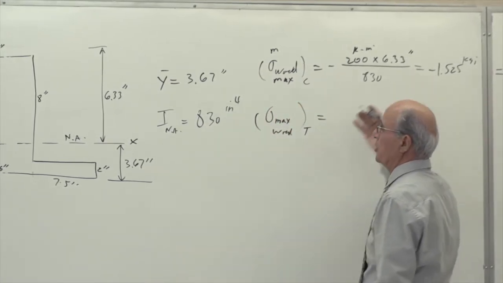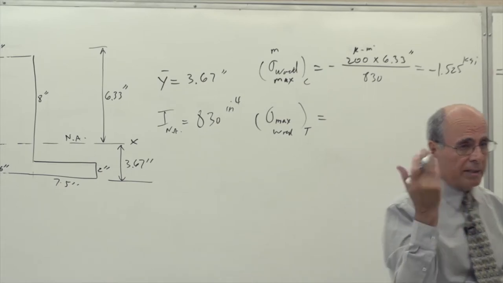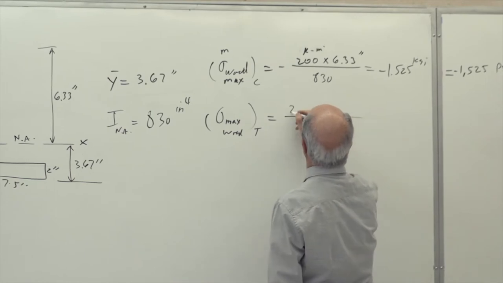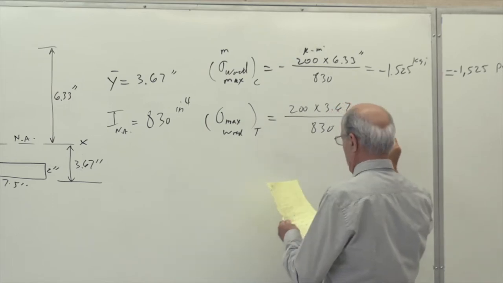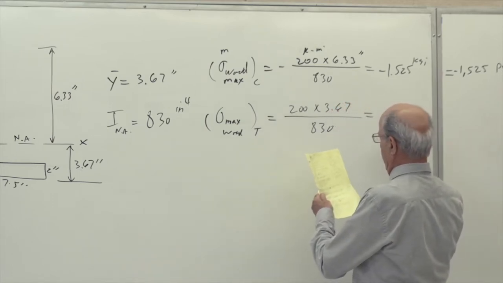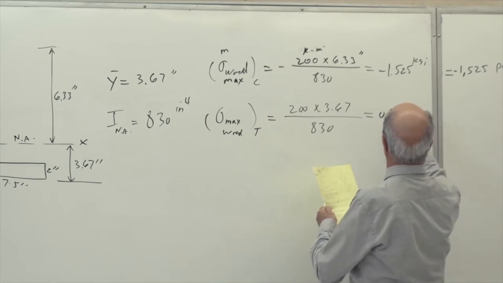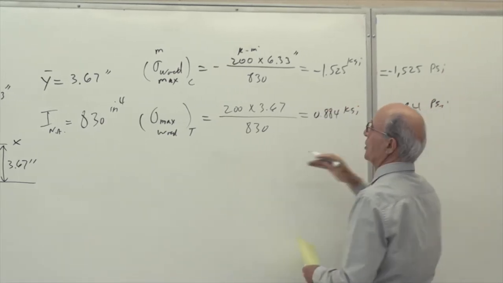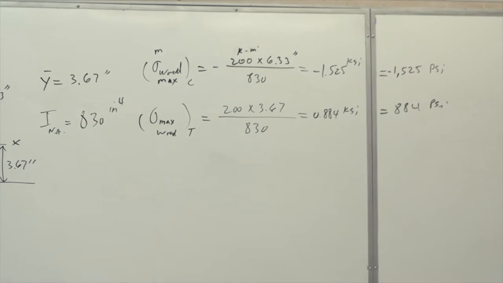You can use the ratio, remember, I can use the ratio of 3.67 over that one because it is linear. We talked about it because the stress is linear. I can do that, or I can recalculate that. That's the same thing. So 200 times 3.67 divided by 830, which is equal to 0.884 ksi, or equal to 884 psi. Of course, it is less because it's less distance. This distance is almost half of that, so the stress becomes half. Yes? Linear.